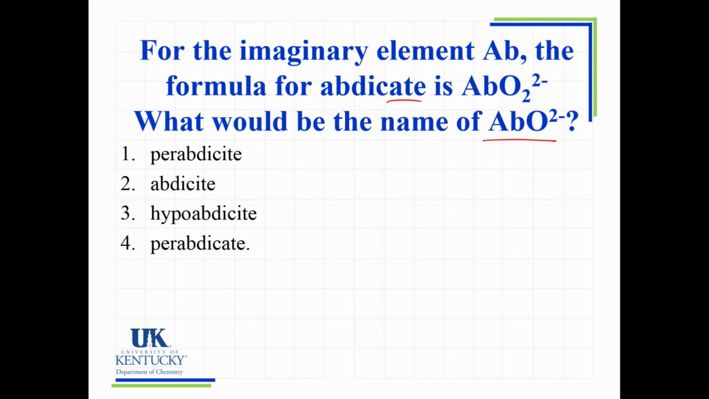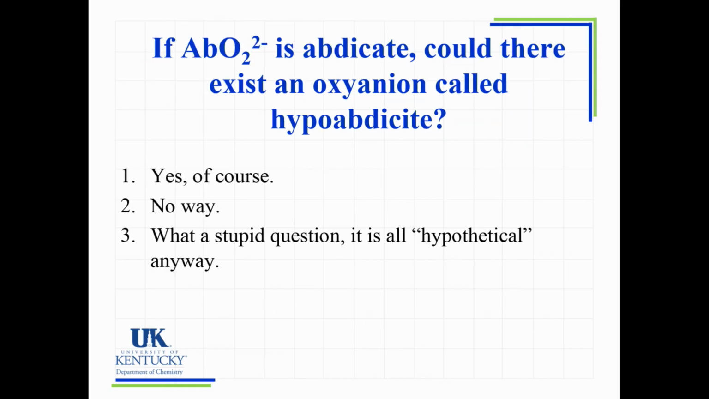Well, if all you changed was the suffix to ite instead of ate, you'd be correct, because it's 1 less oxygen. So there would be abdicite. I made that up, so there you go. We have the connections: 1 less oxygen, change the ending to ite.